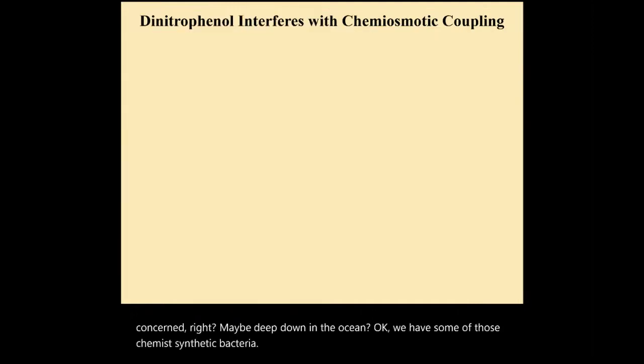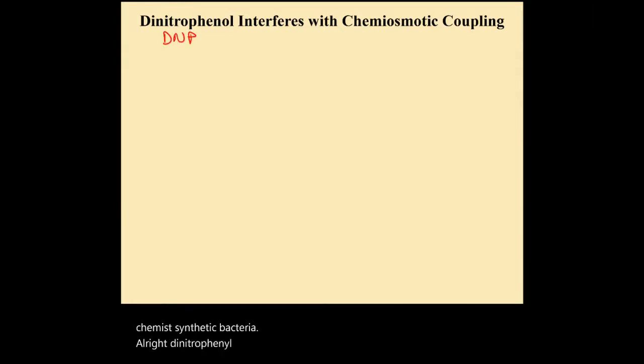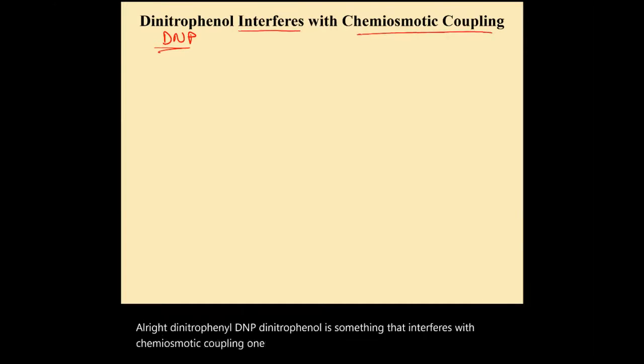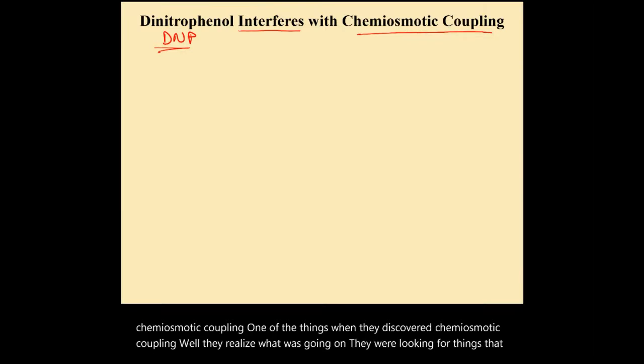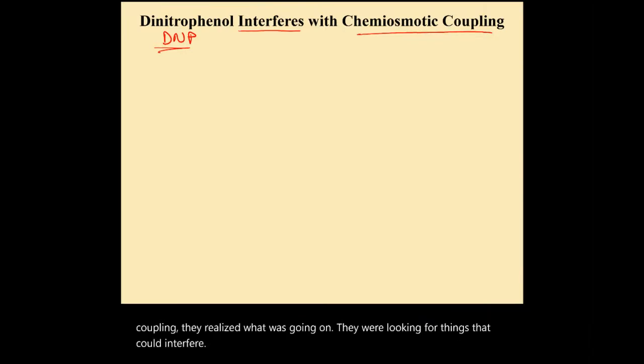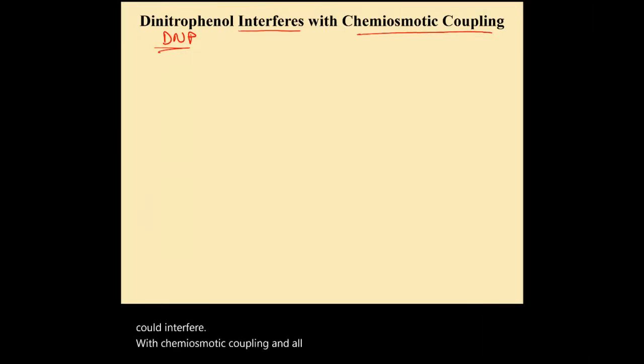All right, dinitrophenol, DNP, okay, is something that interferes with chemiosmotic coupling. When they discovered chemiosmotic coupling, or realized what was going on, they were looking for things that could interfere with chemiosmotic coupling. And all the things that interfere with chemiosmotic coupling would be toxic.